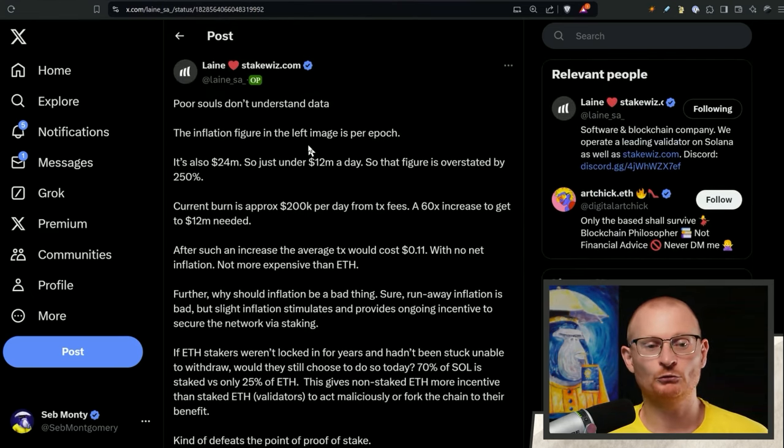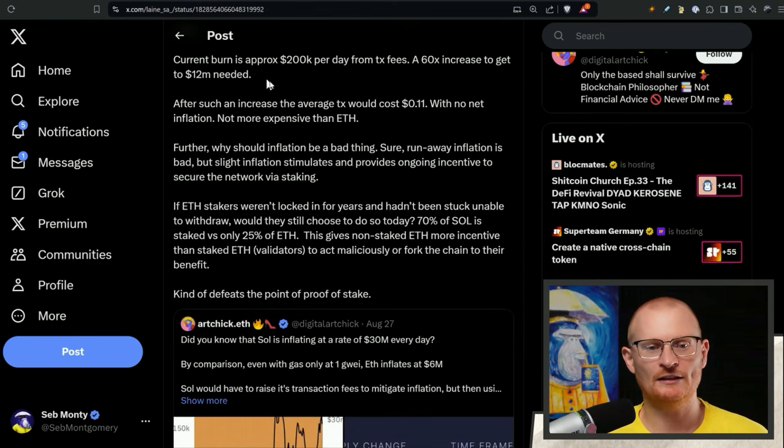Now, the actual reality is it's $24 million per epoch, which is just under 12 million a day. So the figure's overstated. So there's still a decent amount, of course. It's 12 million a day versus 6 million, but it's a newer network. It's also used far more as well. And there's a current burn of 200,000 per day from transaction fees. So we need a 60x increase to get to the 12 million needed in terms of burn.